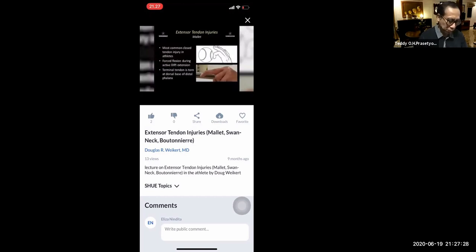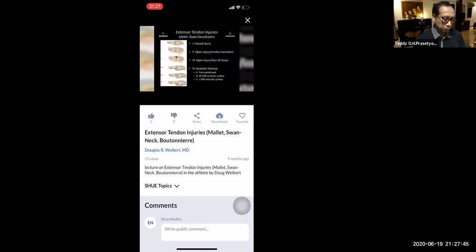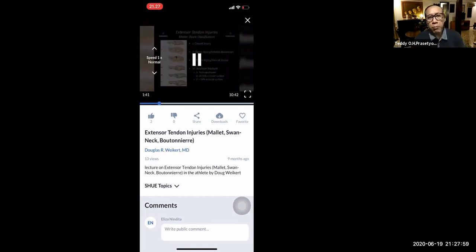We'll start with a mallet finger. Again, it's the most common closed tendon injury in athletes and non-athletes for that matter in the hand. It happens when there's forced flexion during active DIP extension, tearing the terminal tendon from the dorsal base of the distal phalanx. There are a couple of types to think about. Obviously, either the non-bony component, the pure soft tissue component, or the type 4 is the bony avulsions that can be a small, tiny speck to a significant portion of the articular surface. And again, when the articular component approaches 50% of the joint, we start worrying about palmar subluxation and the need to fix those.